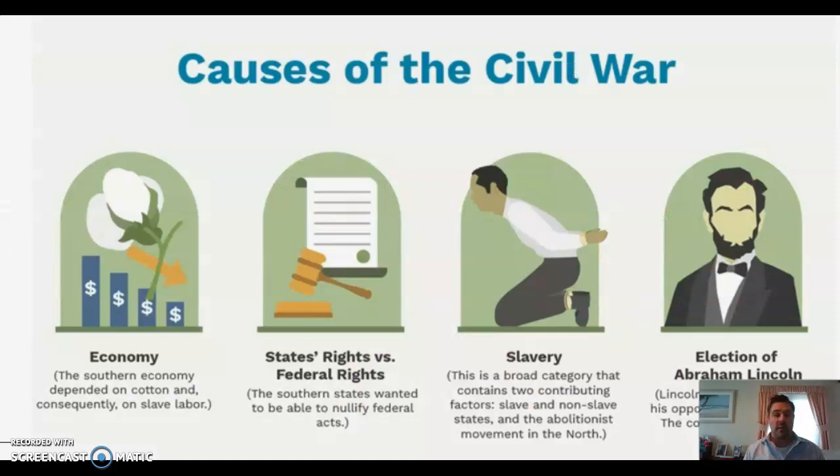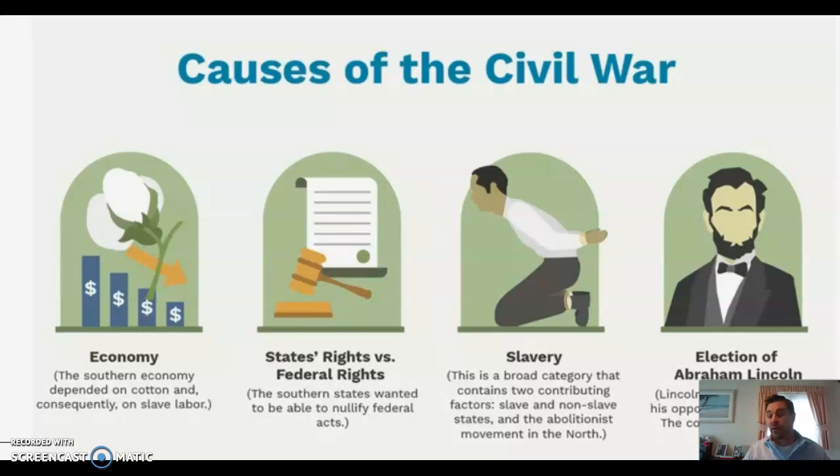And some of the ones that we're going to be talking about here today, we talked about economics. I mean, the South depended on cotton and therefore on slave labor. In the South, there was always this belief that the Southern states wanted to be able to overpower the federal government. Southern states always believed that the states should have more power than the federal government. This continued in the 1800s as well.